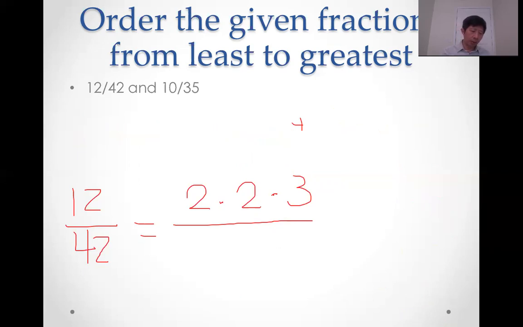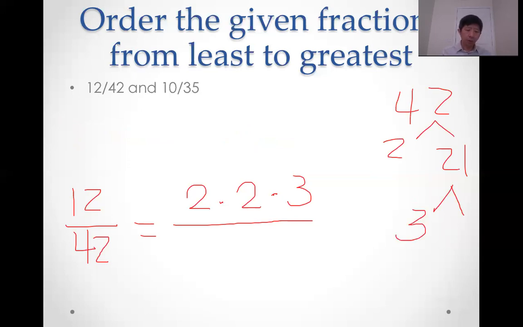All right, so now 42. We think of 42 divided by 2, 21. Then next, we have 21 divided by 3 got 7. So we have 2 times 3 times 7, all right?